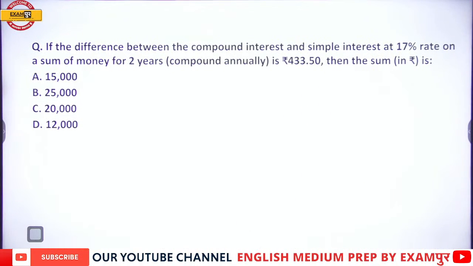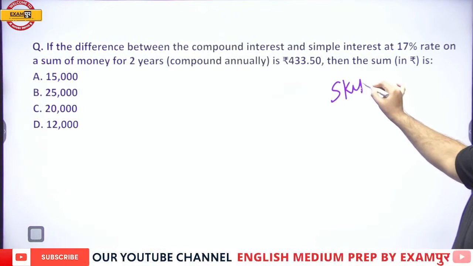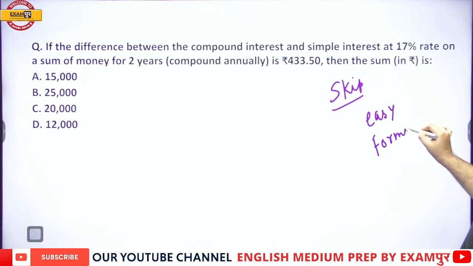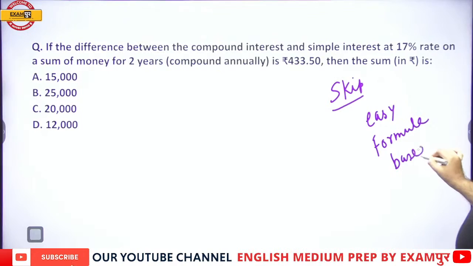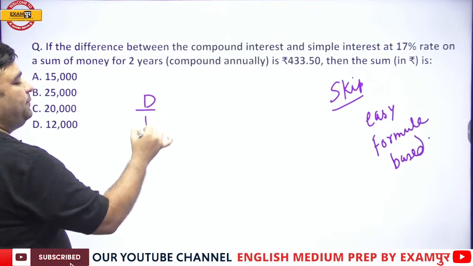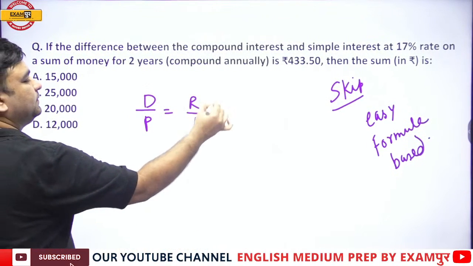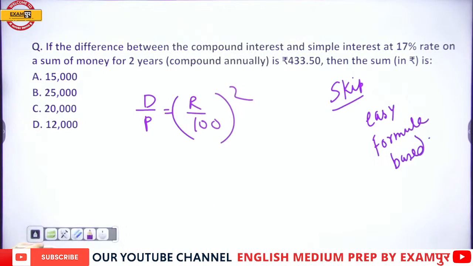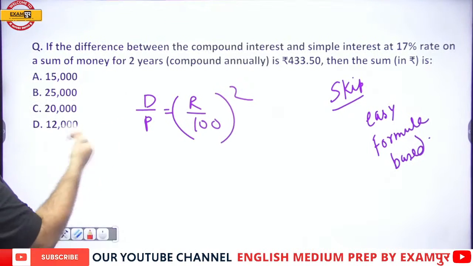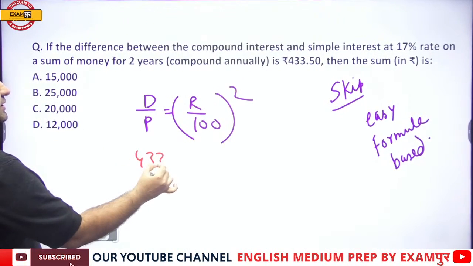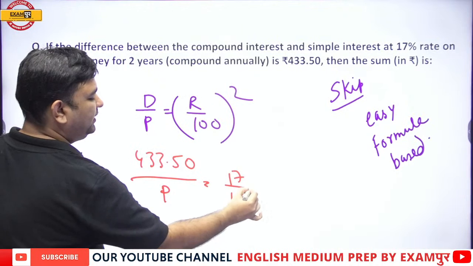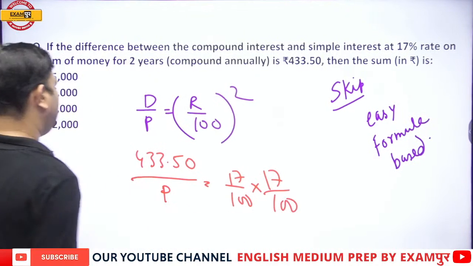CI minus SI, 17% rate, 2 years. Oh, I'm skipping it, and the reason is easy: it is formula based. What is the formula? D over P equals (R over 100) whole squared. Difference is known, rate is known, everything is known, just simplification is needed here. Rate is 17, so 17 by 100 into 17 by 100. Now you will do it on your own.